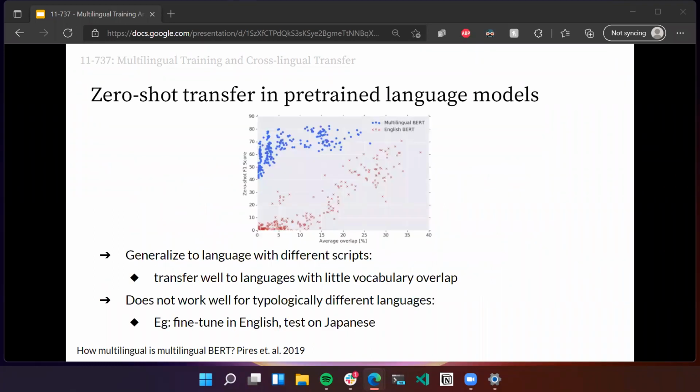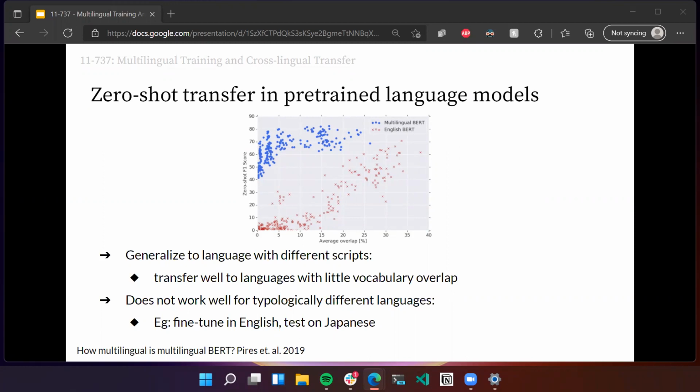For example, some could argue that these models are able to do zero-shot transfer due to some vocabulary overlap. Let's say French and English, maybe it works because some of the words are shared between the vocabularies. But that doesn't seem to be the case. In this graph, you see a plot where the x-axis is the amount of overlap with English, and the y-axis is the performance. You see that even languages that have very little overlap with English are still able to get quite good zero-shot performance.